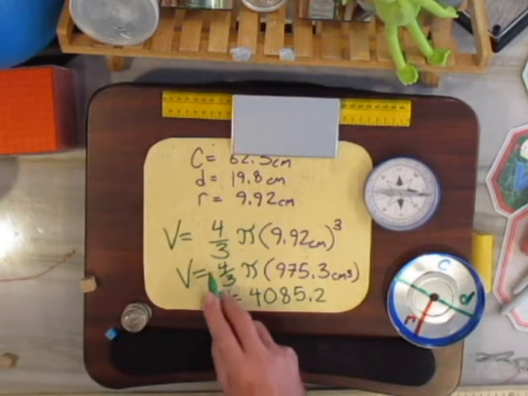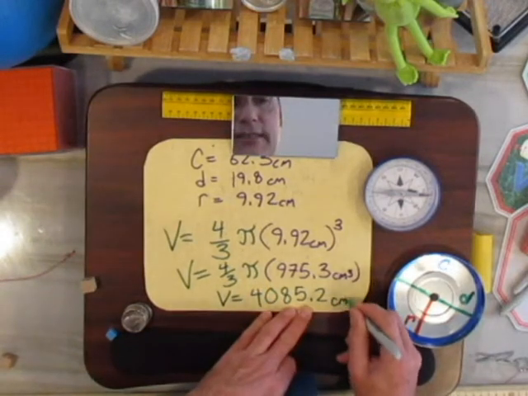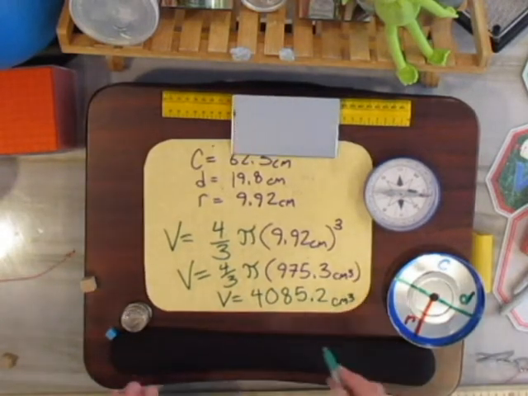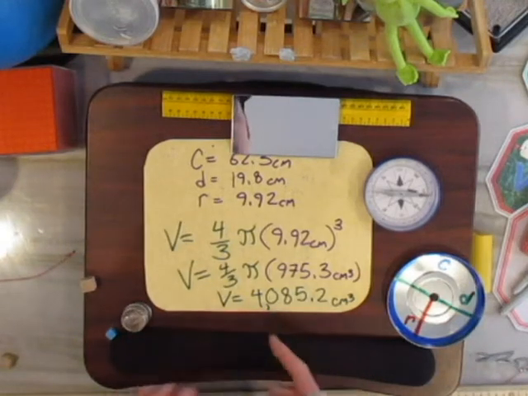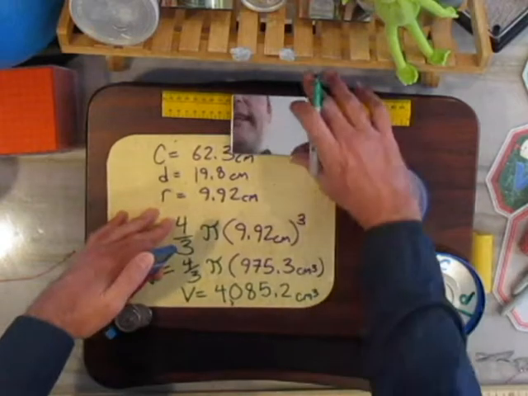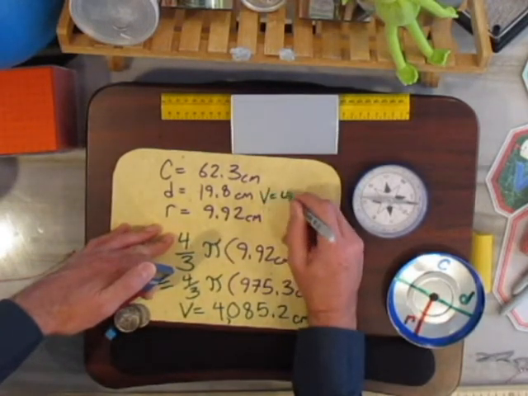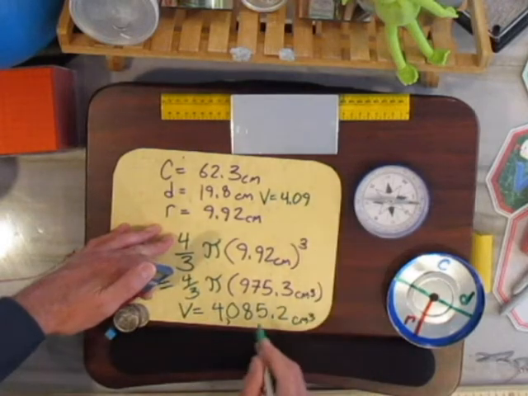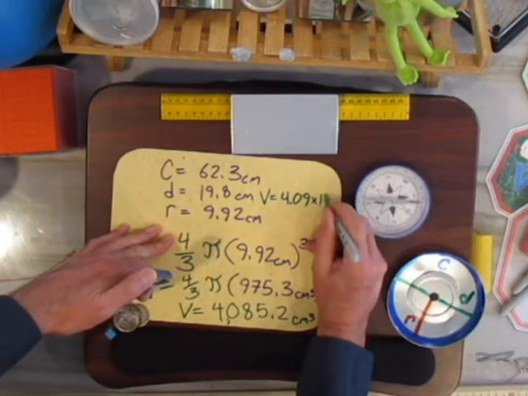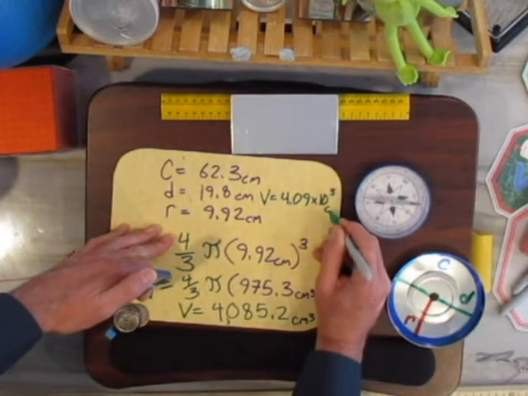Well, pi is just a unitless ratio. It's just the units that I had here, centimeters cubed. So that would be my answer: 4,085.2 cubic centimeters. And if I wrote that in scientific notation, I'll do that up here. That would be V equals 4.09, 5 rounds it up, times 10 to the third cubic centimeters.